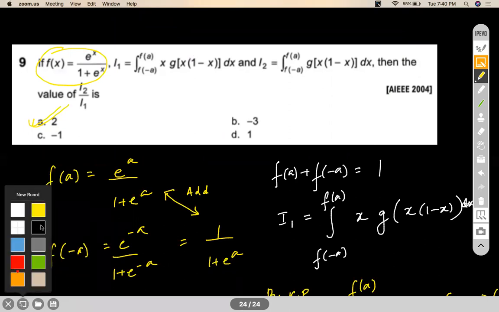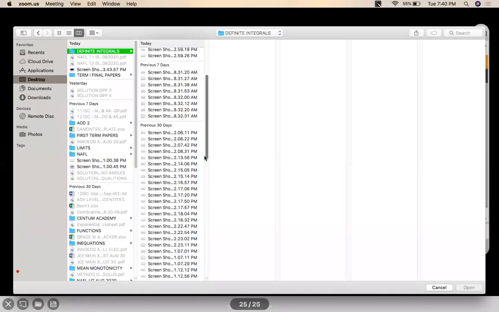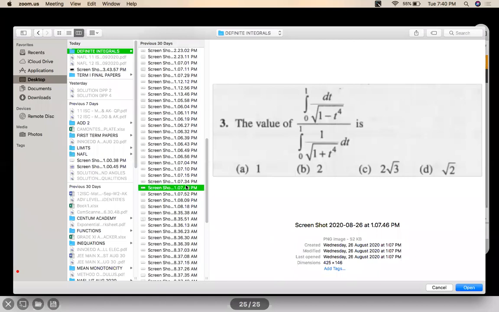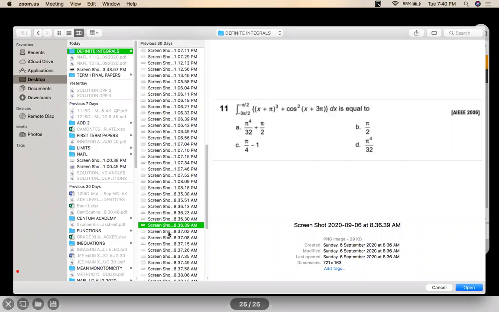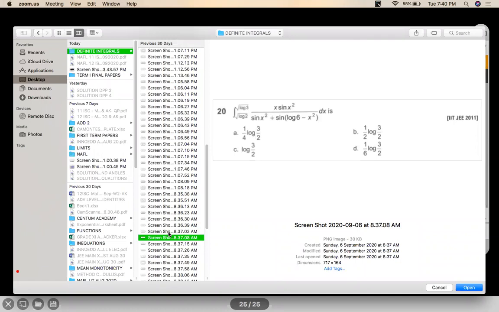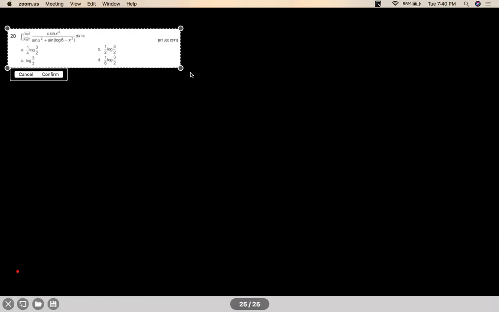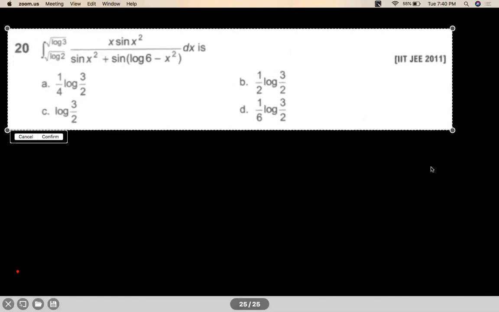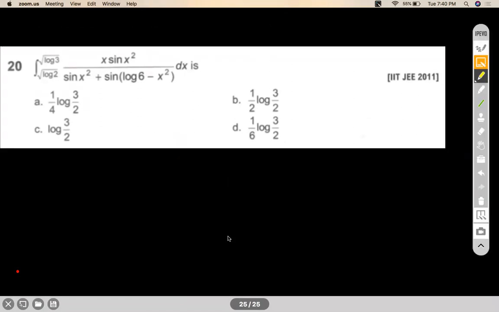Okay, let's move on to the next question. IIT JEE 2011 question. Let me put the poll on.